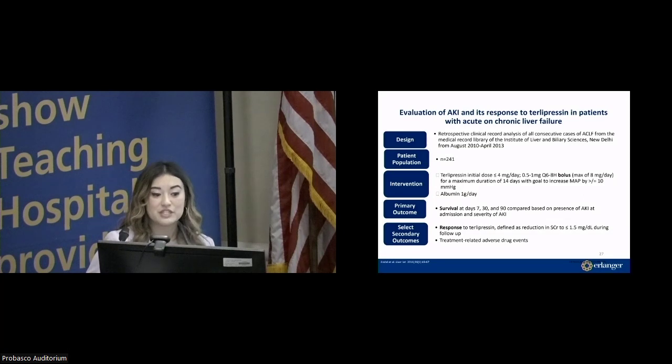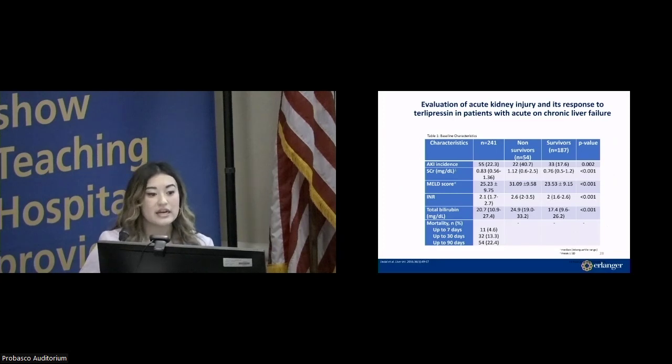It also defined response to terlipressin as a reduction in serum creatinine to less than or equal to 1.5. And they did look at treatment-related adverse drug events. This is a table of baseline characteristics of patients in this study, and it highlights the incidence of AKI and serum creatinine at baseline, MELD score, INR, and total bilirubin being important players in whether a patient would survive or not survive, regardless of whether they received terlipressin. These patients did all receive terlipressin, and as you can see, there were clinically and statistically significant differences.